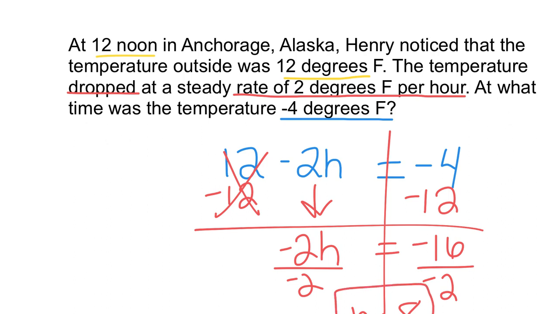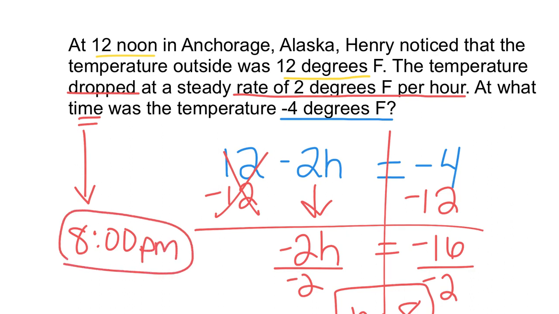Now, the question itself actually asked at what time. So 8 is the number of hours that would have passed. It took 8 hours to reach that temperature. So if it started at 12 noon, at 12 degrees, and 8 hours later it hits negative 4, you've got to think, well, what time is it if it's 8 hours after 12 noon? And that would be 8 o'clock p.m.